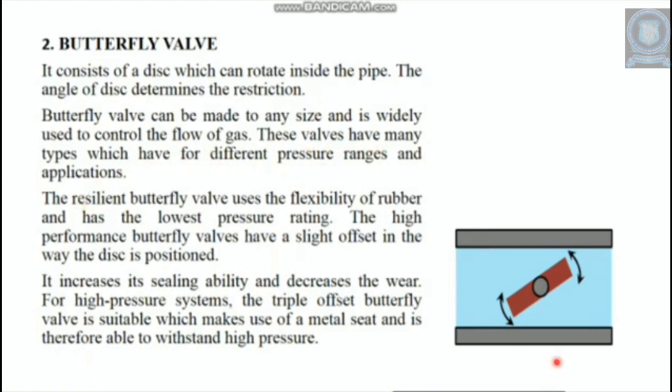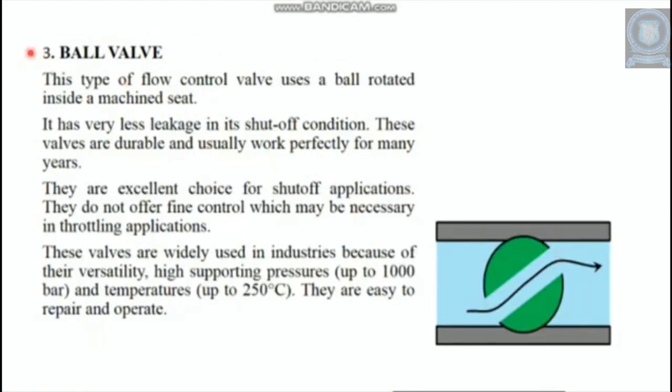So here there is a butterfly valve. This can be adjusted manually. If the position of the valve is horizontal, more fluid will flow. If it is turned like this, the area will be blocked. So like this we can control the fluid flow.